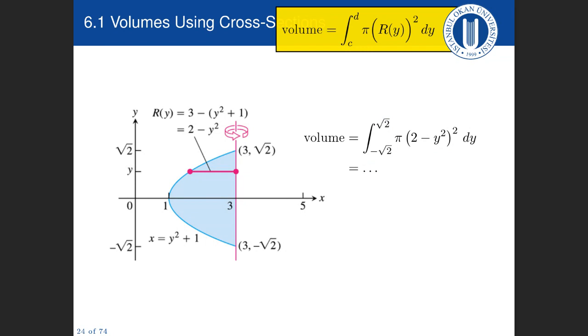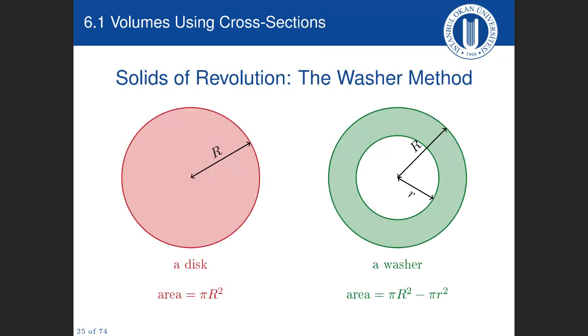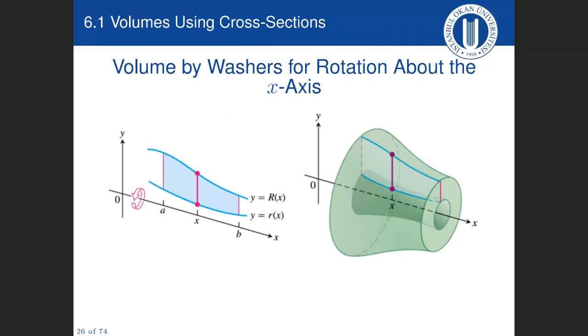Let's move on to our next idea. Now I want to talk about solids of revolution, the washer method. The area of a disk or a circle is pi r squared. The area of a washer, or an annulus like this, with an outer radius capital R and inner radius small r, is the area of a circle minus the area of a circle. So pi capital R squared minus pi small r squared. And we're going to use that for things like this.